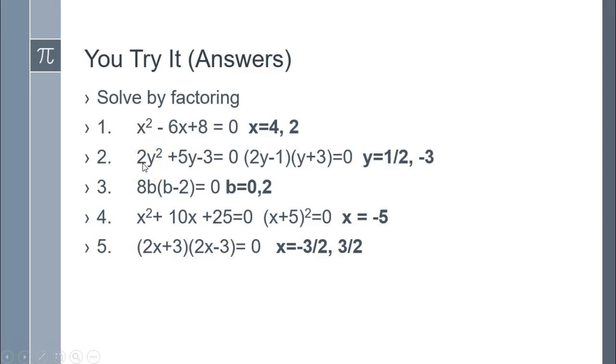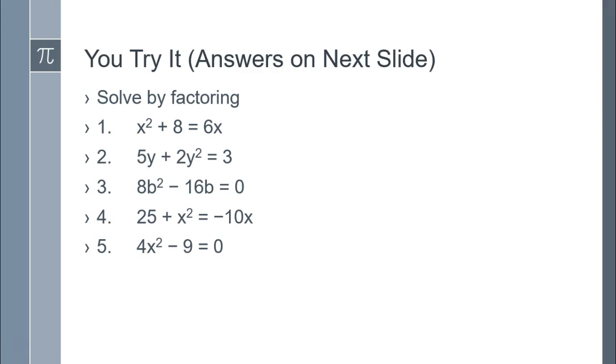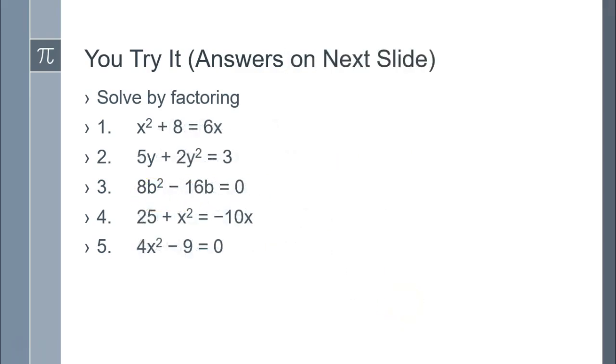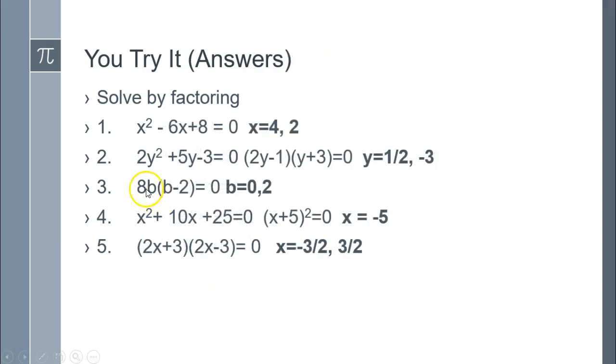So in this second problem, again, I had to rearrange. I had to subtract 3 from both sides and then rearrange to put the y squared term in the front. 2y squared plus 5y minus 3 equals 0. That factored to 2y minus 1 times y plus 3. That gave me y is 1/2 or negative 3. And if I put either of these answers into the original problem, I will get 0. The next one, problem 3, was one of those that had two terms, and it was in order, and you see you had a common factor of 8b, and your answer is 0 and 2.